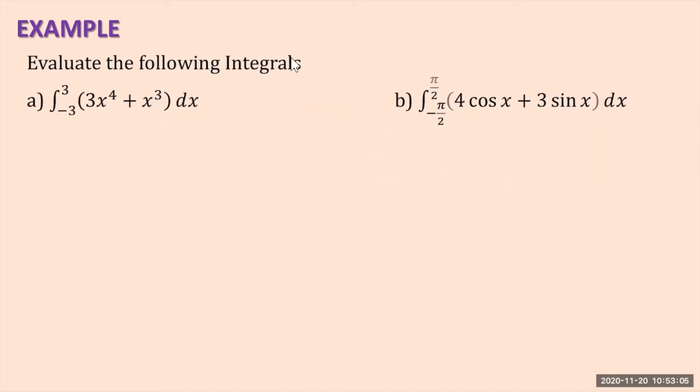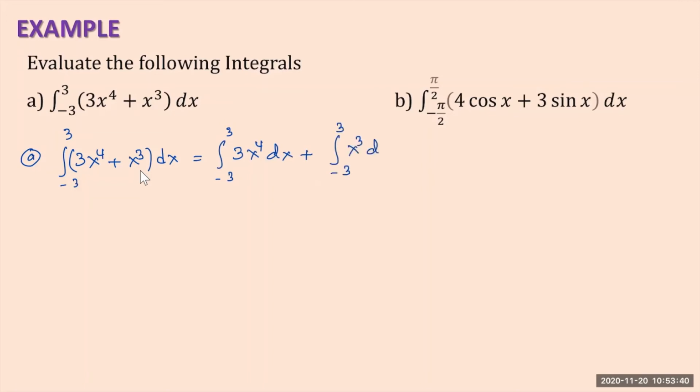Example, evaluate the following integrals. Part A, in part A, we have the definite integral from -3 up to 3 of 3x raised to 4 plus x cubed dx. If we use the distributive property, it will be the integration of the first term plus the integration of the second. So -3 up to 3 of 3x raised to 4 with respect to x plus -3 up to 3 of x cubed dx.